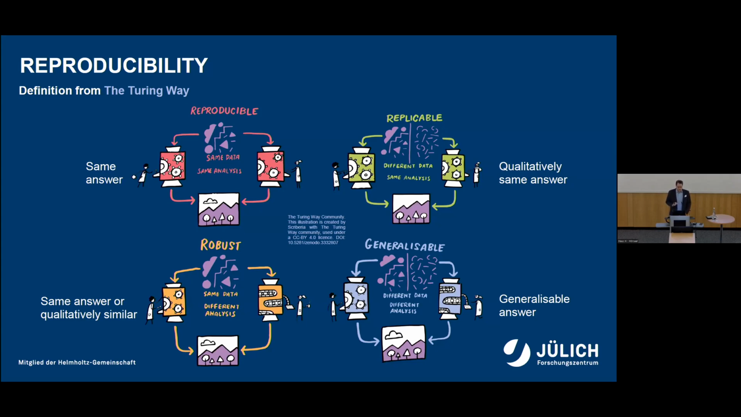A robust analysis would be something that is applied to the same data, but with a different analysis, for example, some other kind of tool, or maybe with a different version of a dependency, and you would still be able to find the same or a qualitatively similar answer. And the generalizable answer, that's the goal for a lot of people here who developed some kind of tool or some new scientific method, is about applying different analysis to different data and still finding the same kind of answer. Obviously not the same answer, but there seems to be something in it, a principle, a new thing that you can discover that is generalizable. That's why it's called generalizable.